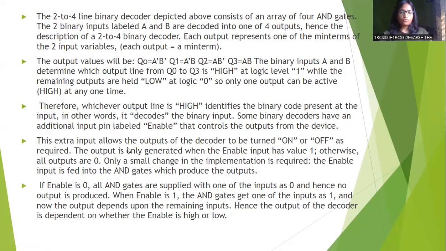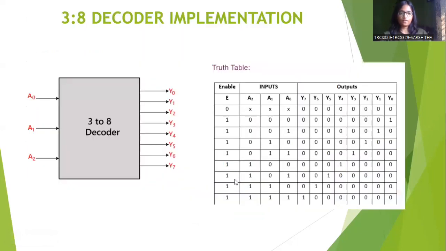The extra input allows the output of the decoder to be turned on or off as required. The output is only generated when the enable input has value 1. Otherwise, all outputs are 0. Only a small change in the implementation is required. The enable input is fed into the AND gates, which produce the outputs.